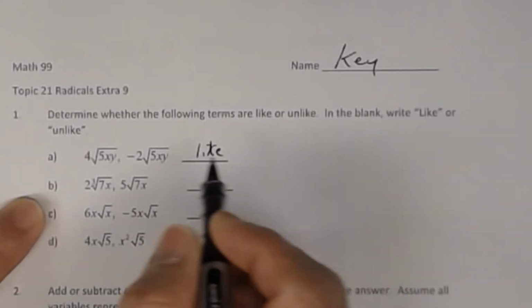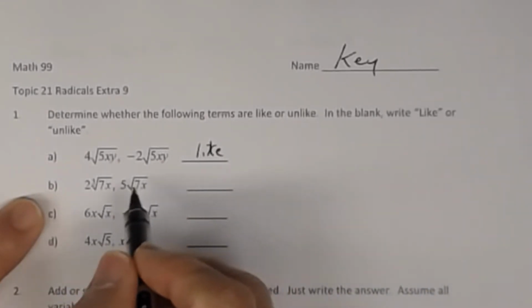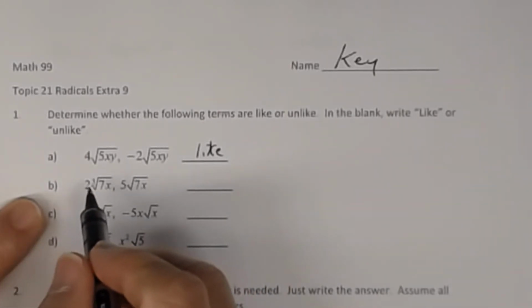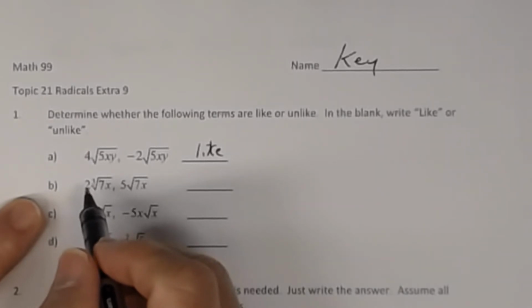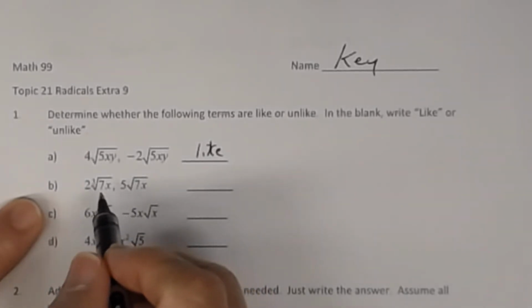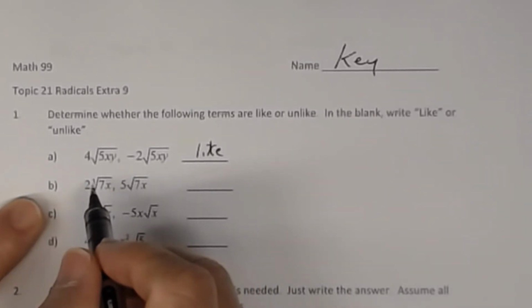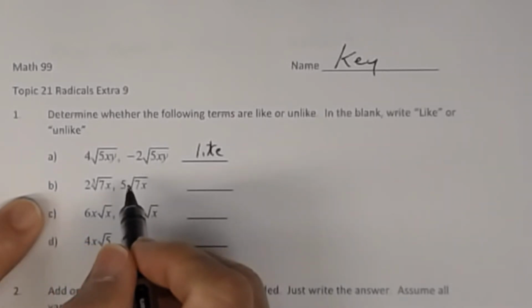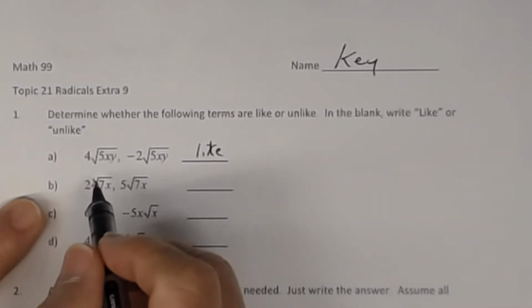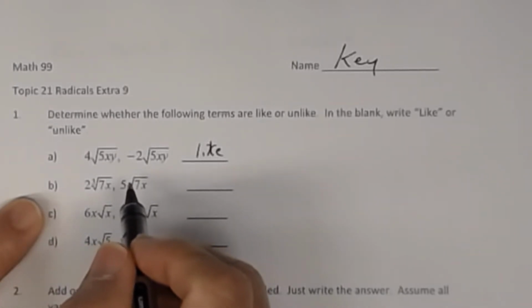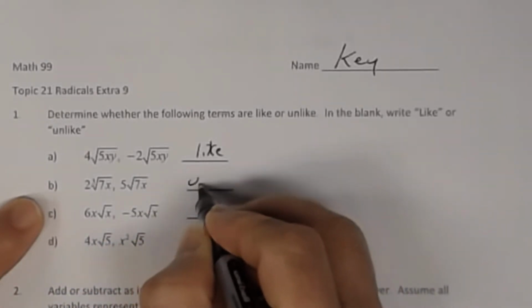In letter B, notice that the radicands both have 7x, so the radicands are alike. And again, it does not matter whether the factor in front of the radical is 2 or 5. What matters is the radicand. They're the same. But the issue is that the indices are different. This is cube root, this is square root. So this index is 3, this index is 2, so therefore it's unlike.